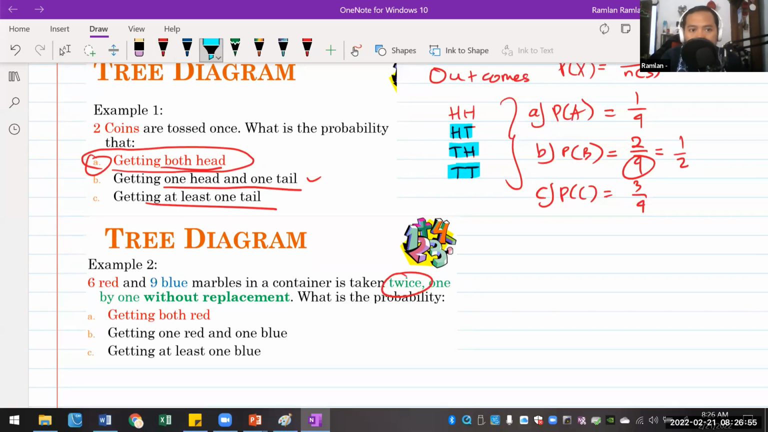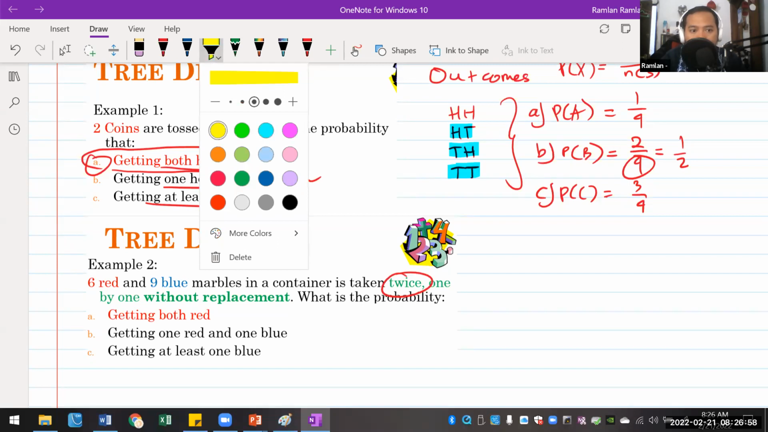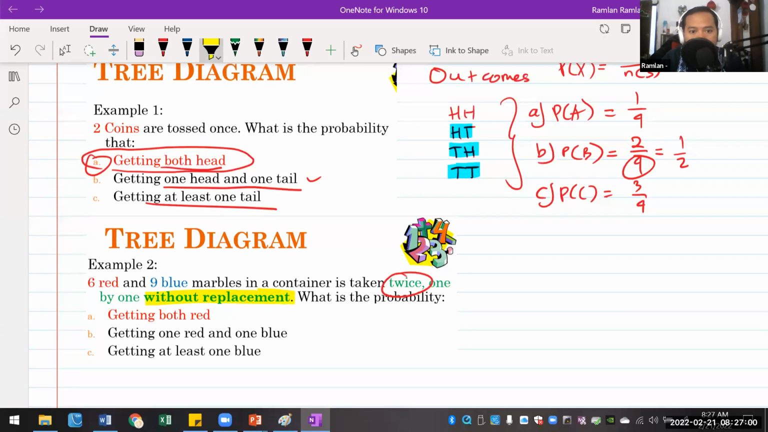The keyword in here is this guy over here. It will be different if the case is with replacement. So let's read the question again. We have 6 red and 9 blue marbles in a container, and you take it twice. But when you take one marble, you don't put it back. You keep it, and then you take again from the container.